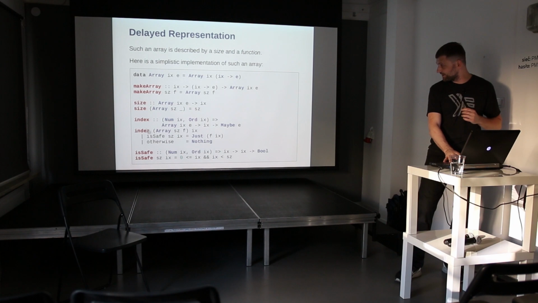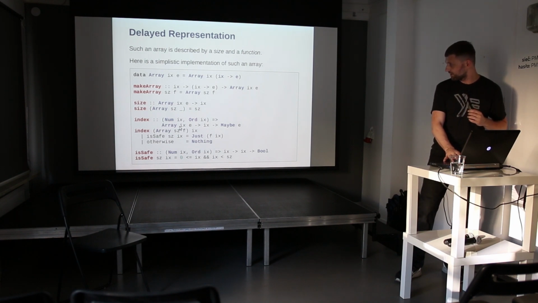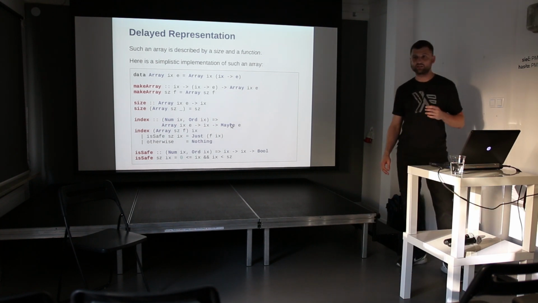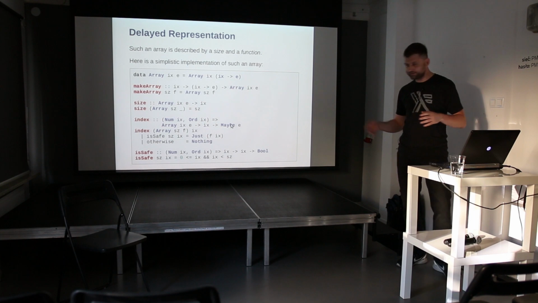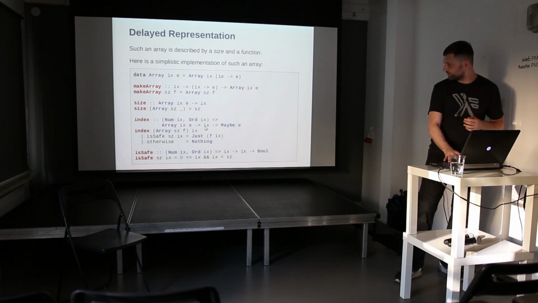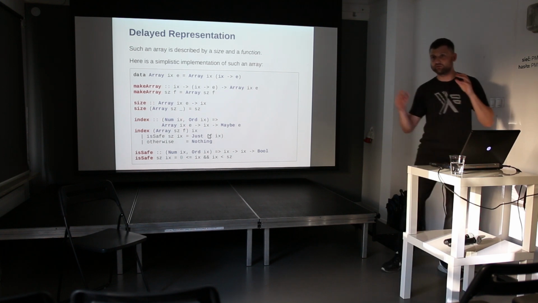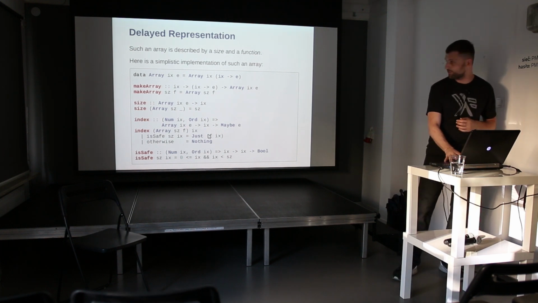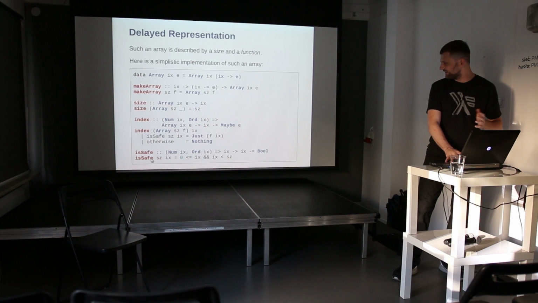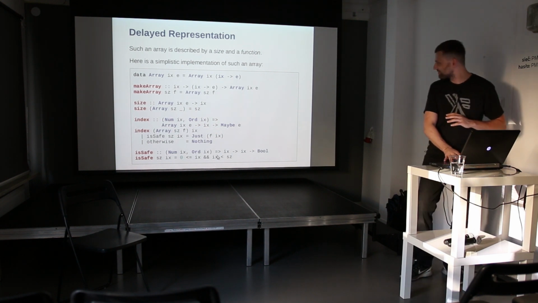So we can give it an array and an index that we're interested in, and we're supposed to get back maybe an element, because this can be out of bounds, right? So that's what we do here. We check if it's safe. Okay, we return just f applied to that index, and this will return us an element. Now, this is a safe function. It's not really correct, but it's good enough for demonstration purposes.